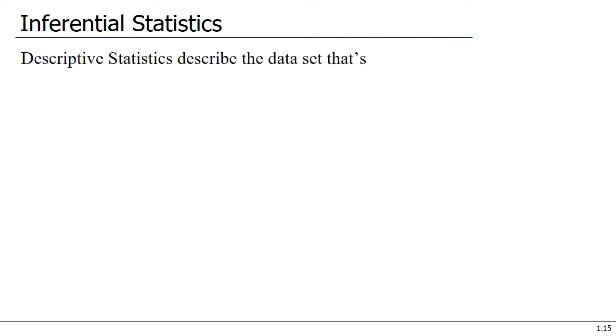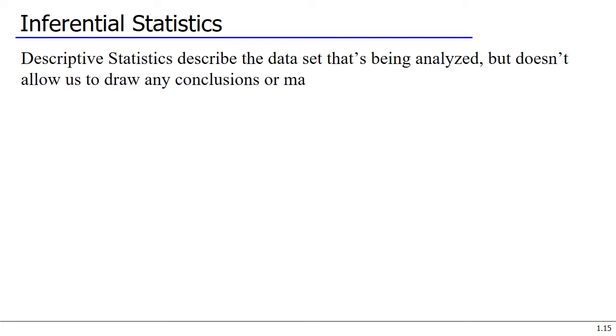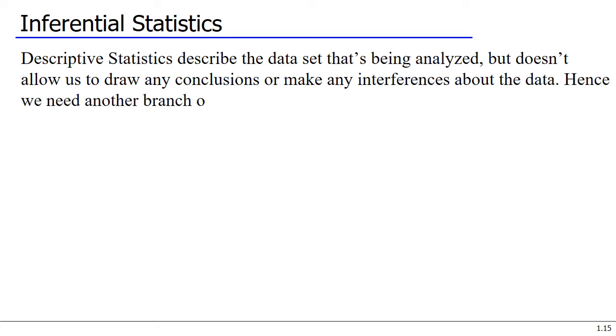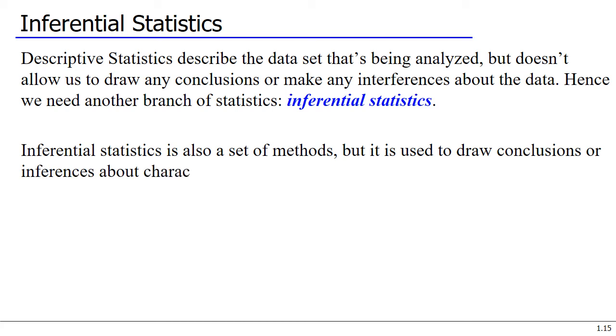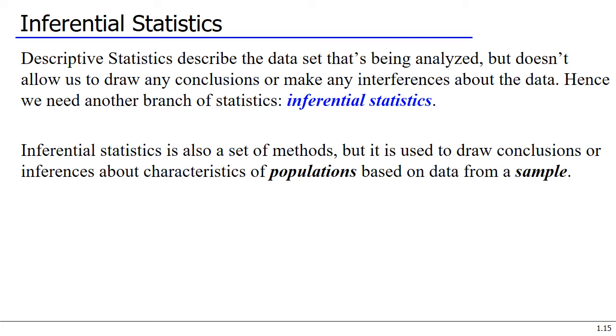Now I'm going to introduce inferential statistics. Descriptive statistics describe the data set that's being analyzed but don't allow us to draw any conclusions or make any inferences about the data. Hence, we need another branch of statistics. That's inferential statistics. Inferential statistics is also a set of methods, but it is used to draw conclusions or inferences about characteristics of a population based on data from a sample.